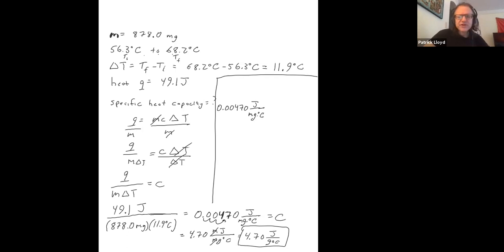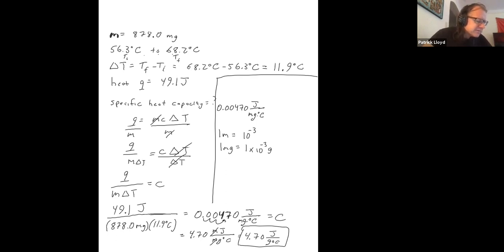Essentially, the units typically are in joules per gram degree C, not joules per milligram. So we want to get rid of the milli. So what I'm going to do is write 1 milli is equal to 10 to the minus 3. So 1 milligram is equal to 1 times 10 to the minus 3 grams, right? Okay, 1 times 10 to the minus 3 is the same as 10 to the minus 3.